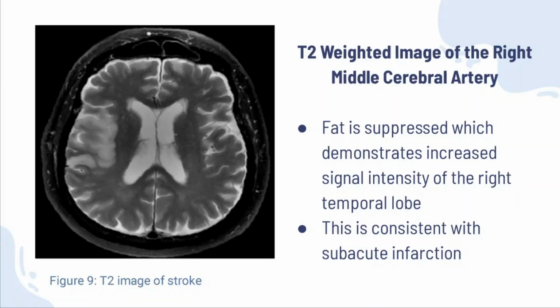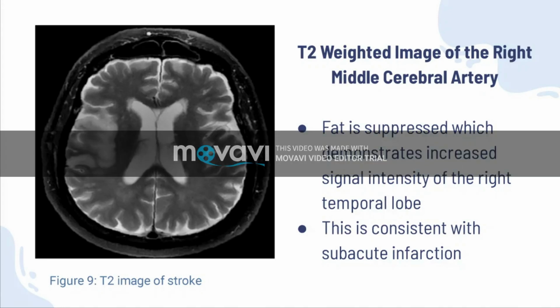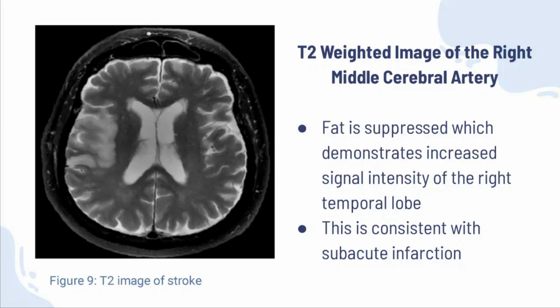This image demonstrates a T2-weighted image of the right cerebral artery. Fast spin echoes can clearly demonstrate areas of edema that aren't clearly seen on a CT, which can help identify a subacute stroke. In this image, fat is suppressed, which allows for increased signal intensity of the right temporal lobe. This appearance is consistent with the presence of a subacute infarction.